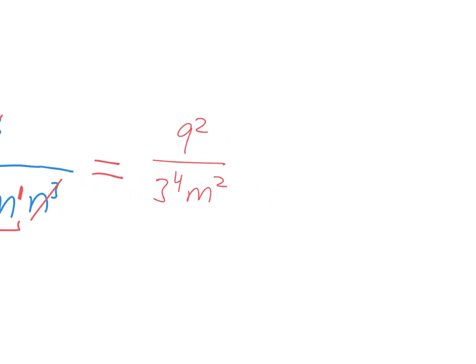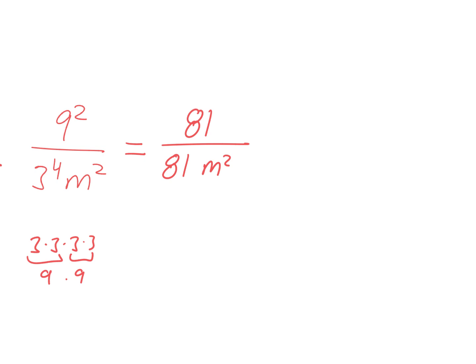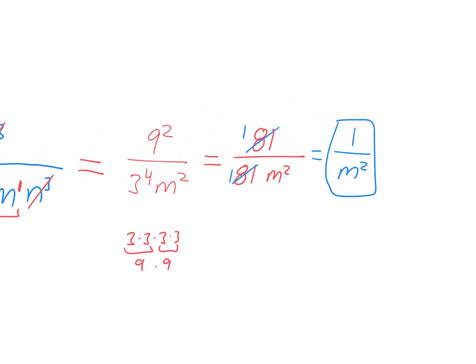And then now I can simplify those numbers. On that top, 9 times 9 is going to get me 81. On the bottom, 3 times itself 4 times is going to get you a 9 times a 9, so another 81. All right, and then the last thing we can do, simplify that 81 on the top and on the bottom. These both become 1. So then I get 1 over m squared as your final answer.